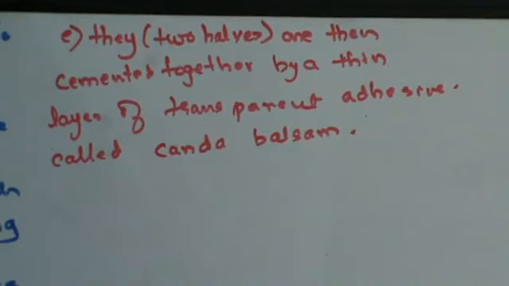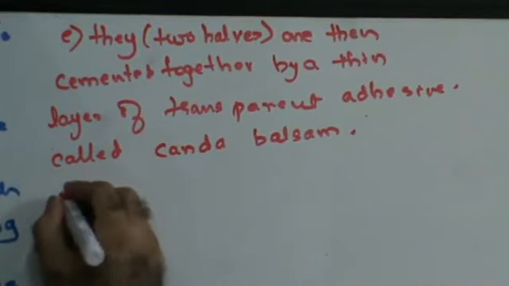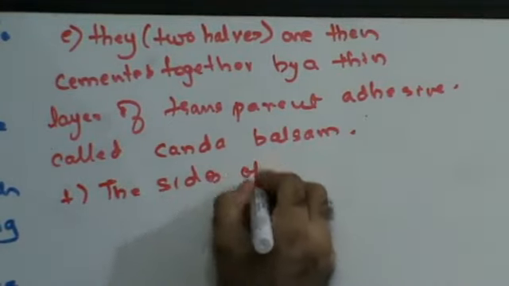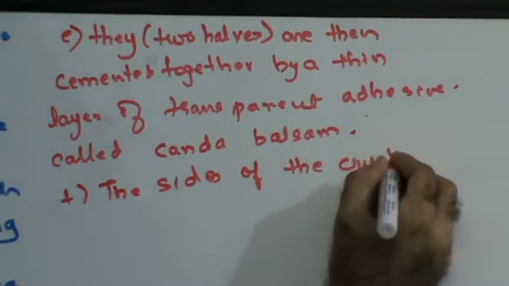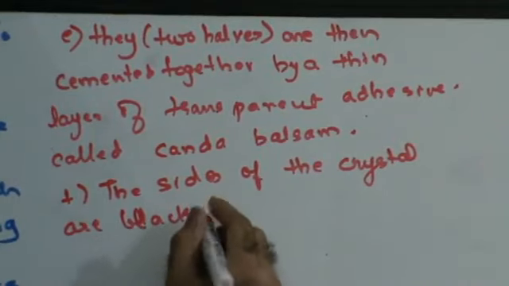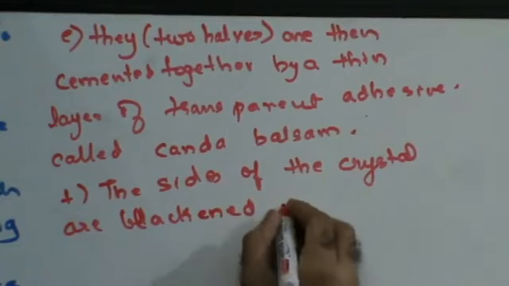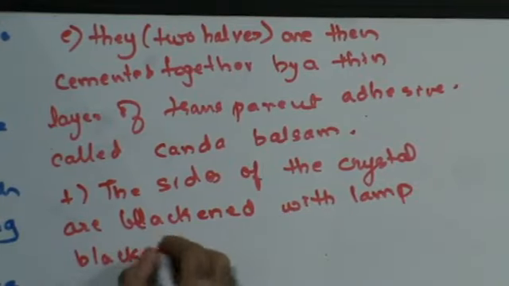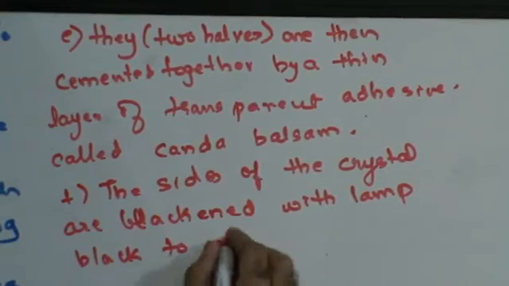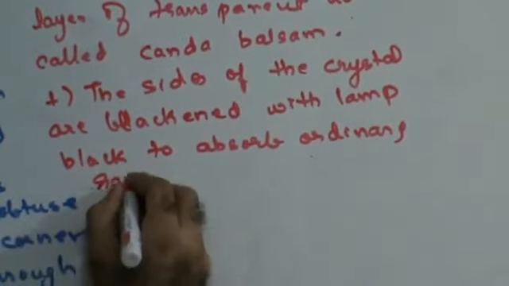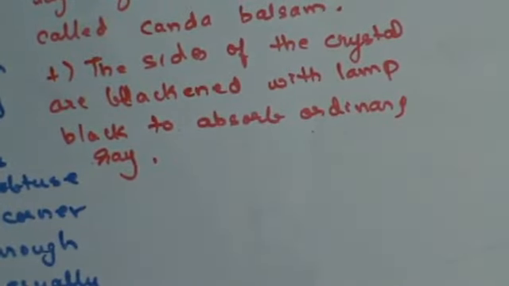Then the sides of the crystal are blackened with lamp black layer to absorb the ordinary ray. Right? That's how you make a Nicol prism.